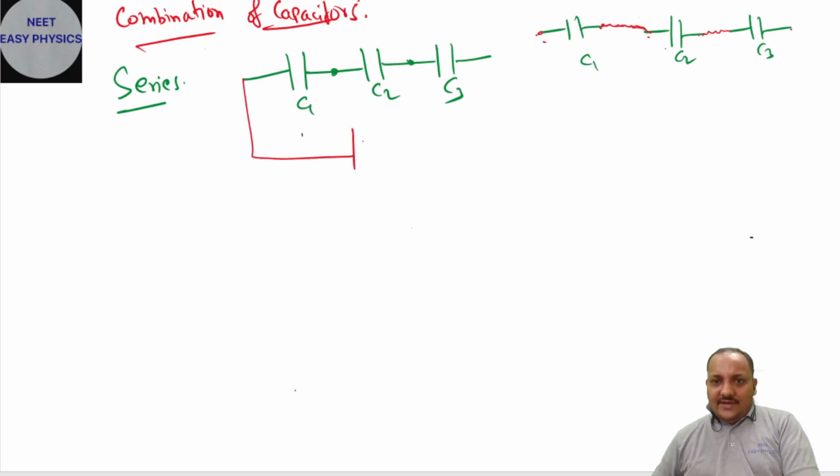Now, what is the effective capacitance? If it is connected to a battery of voltage V, what is the effective capacitance? They will write it as Cs.